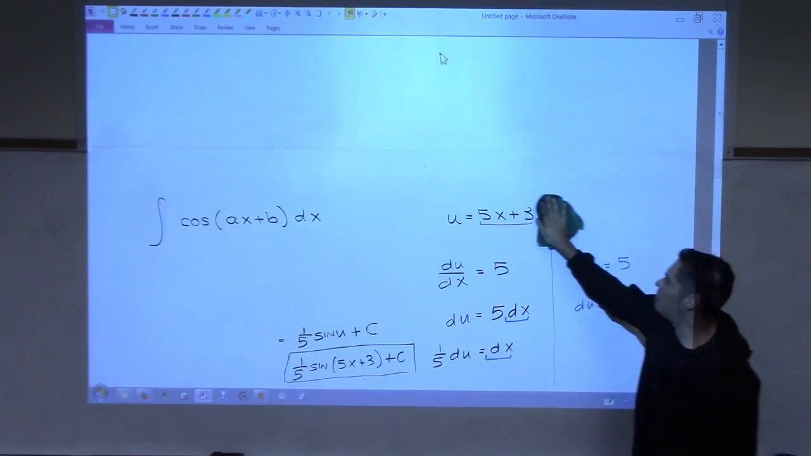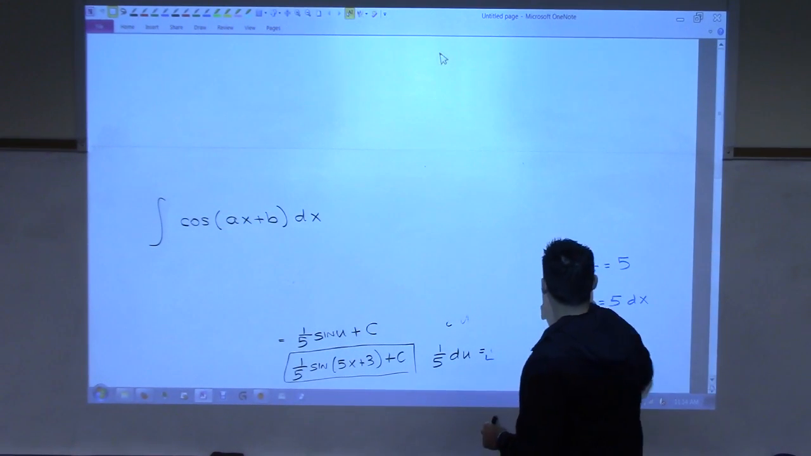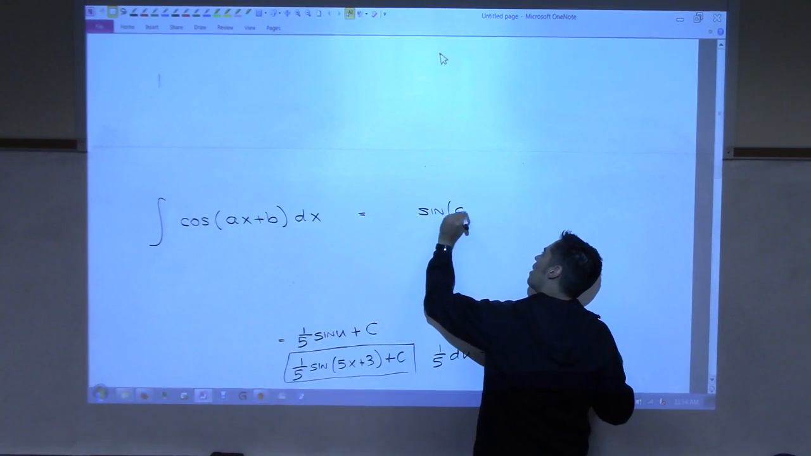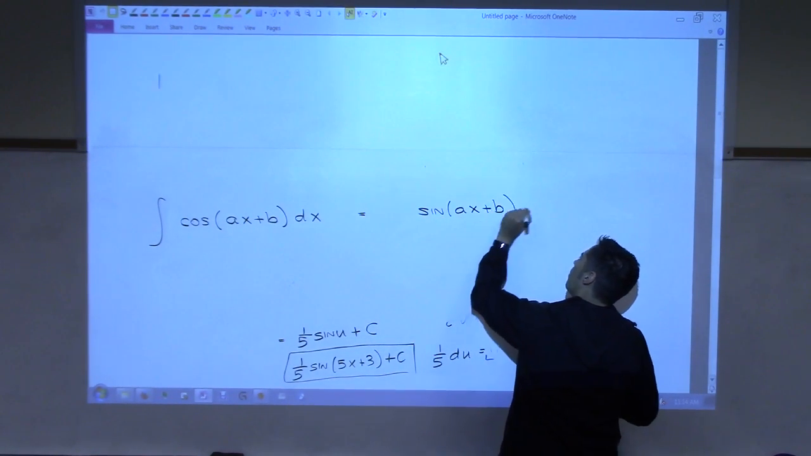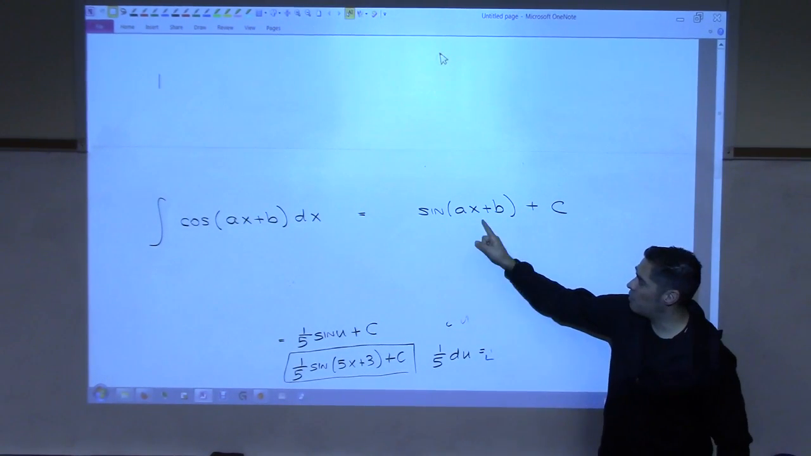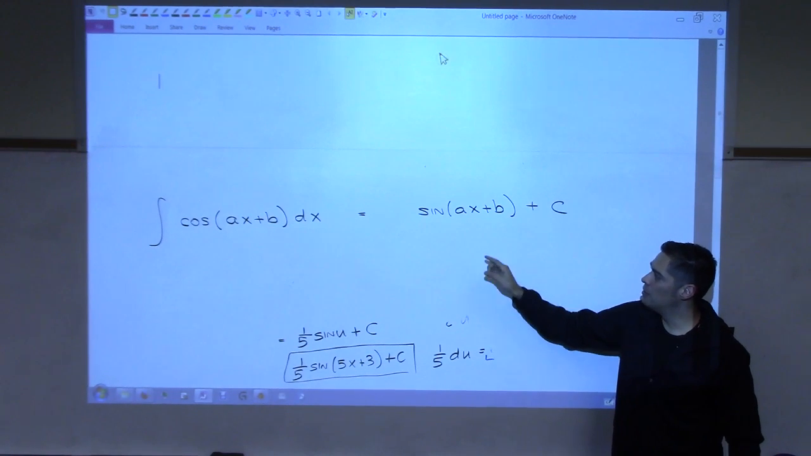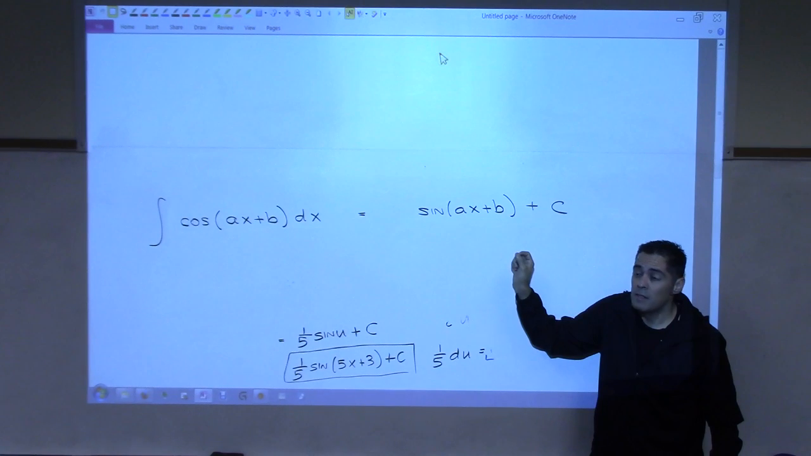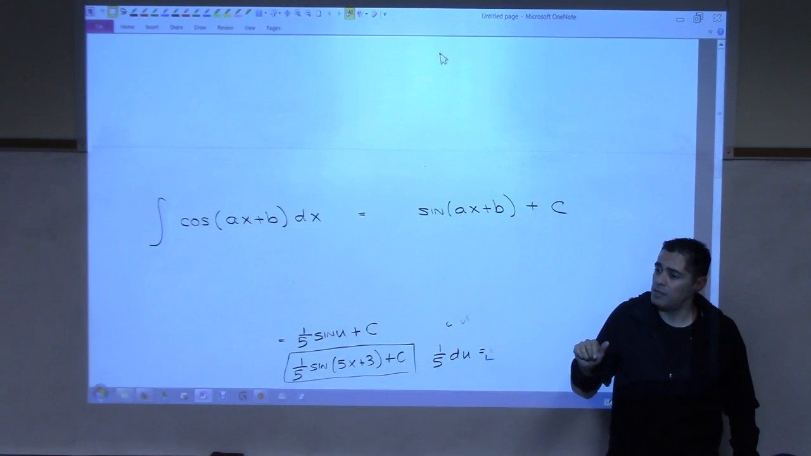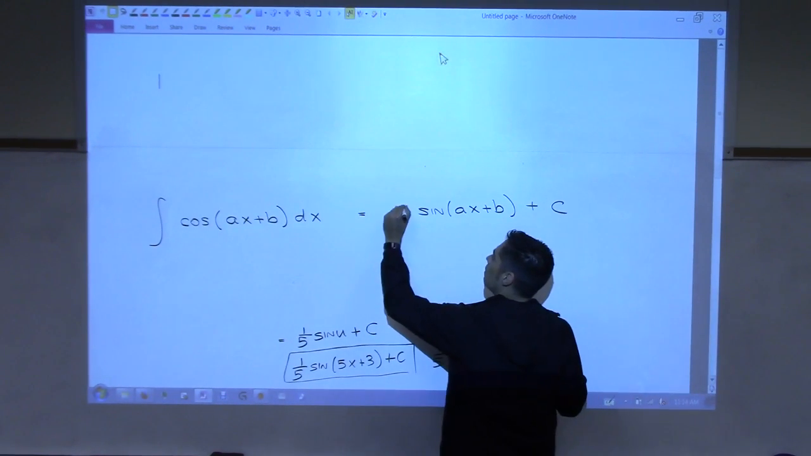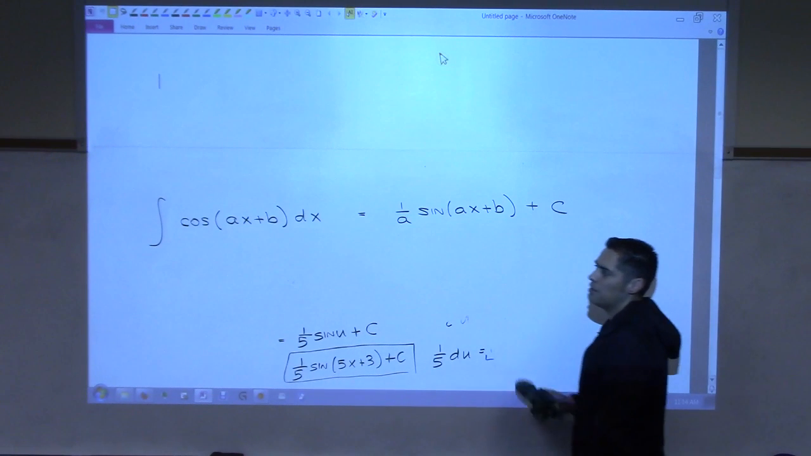What can you tell me about the antiderivative? Don't we already know it should be sine of ax plus b plus c? But not quite, because if I tell you to take the derivative of this, what are you going to get? Cosine of ax plus b times what? Times a, right? The number in front of x? You don't want that a to be there. So what would you put out in front of that? 1 over a. That's the antiderivative of that.